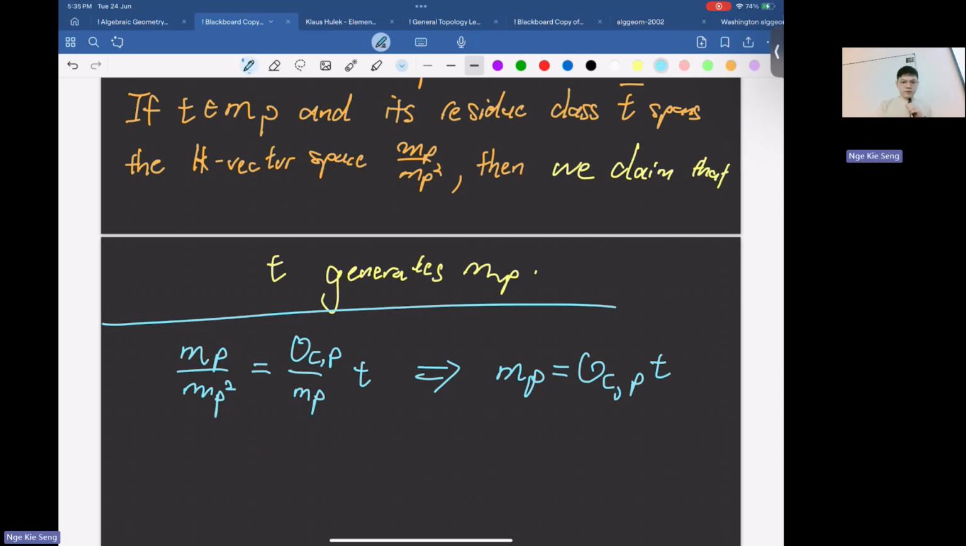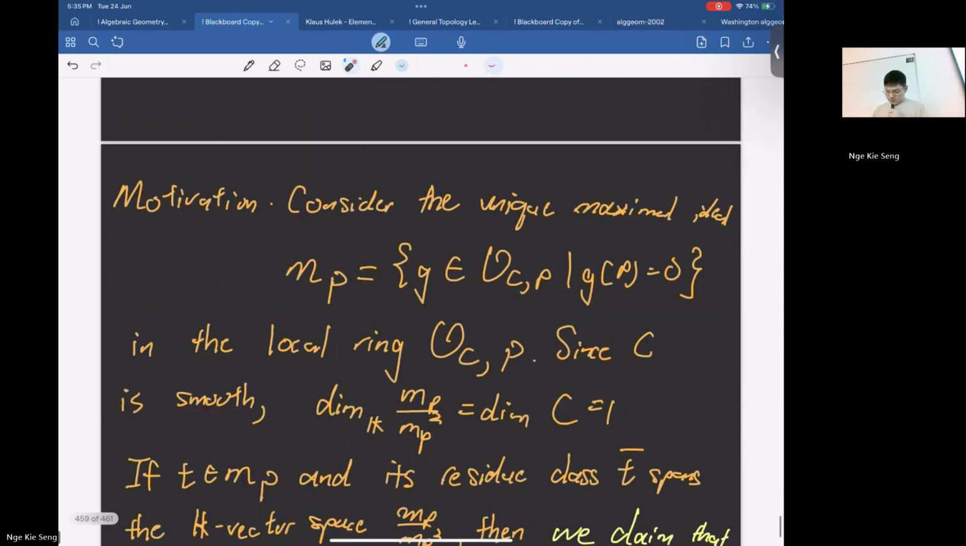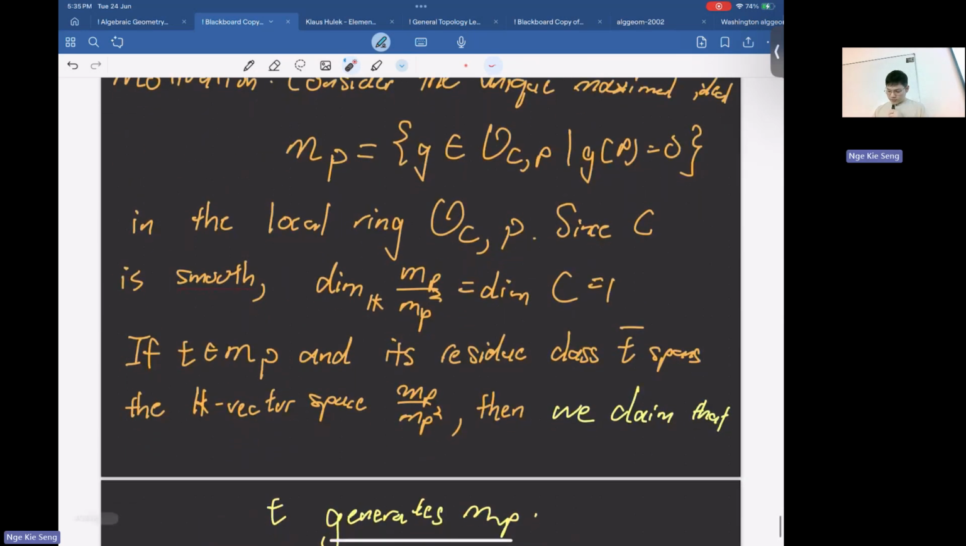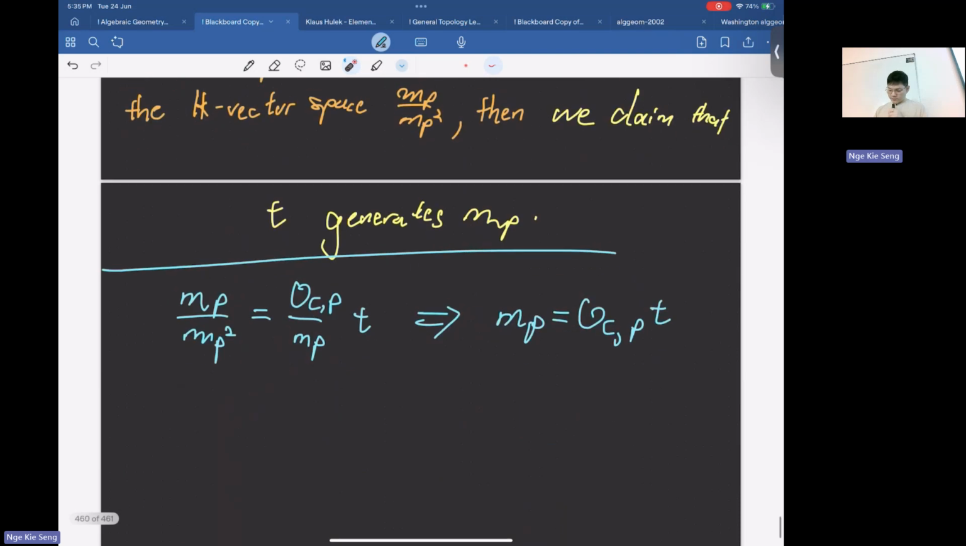Is it correct or not? Dimension of K. After quotienting out, because this is a local ring and MP is the maximal ideal, the field that we refer to is this OCP over MP. So how do we get this statement here?